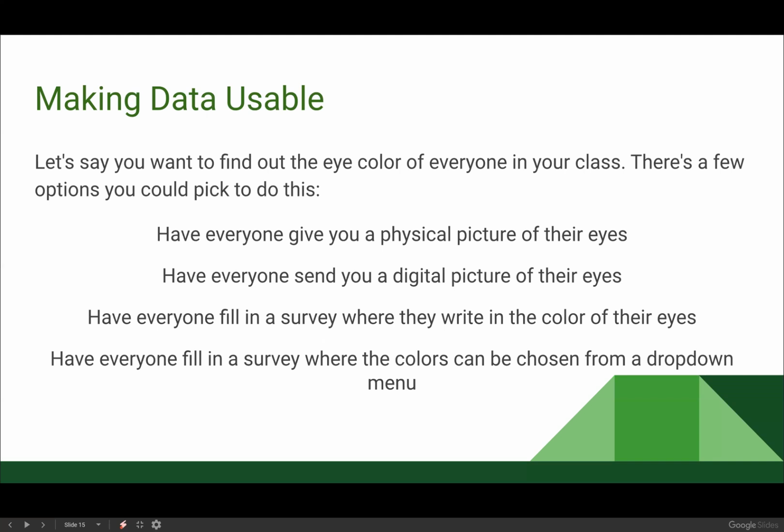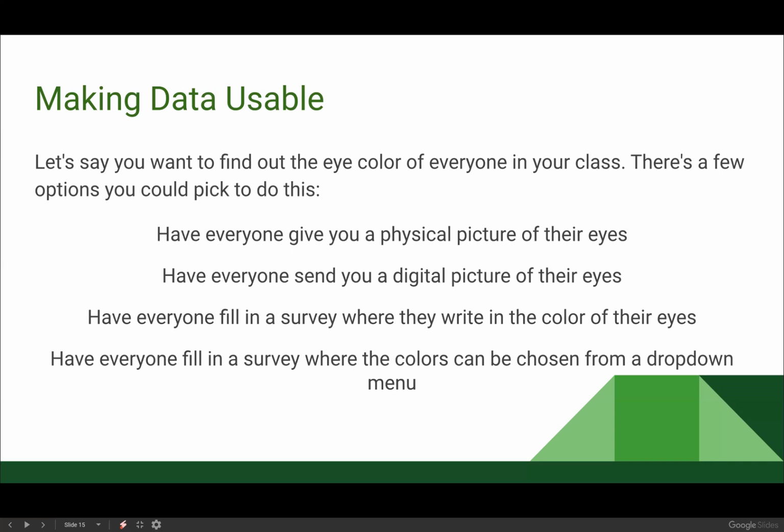On a similar vein, let's say we want to find the eye color of every person in your class. Here are a few options we could use. We can have everyone give you a physical picture of their eyes. We can have everyone send you a digital picture of their eyes. We can have everyone fill in a survey where they write in the color of their eyes, where they type it in. Or you can have everyone fill out a survey where the colors can be chosen from a drop-down menu.